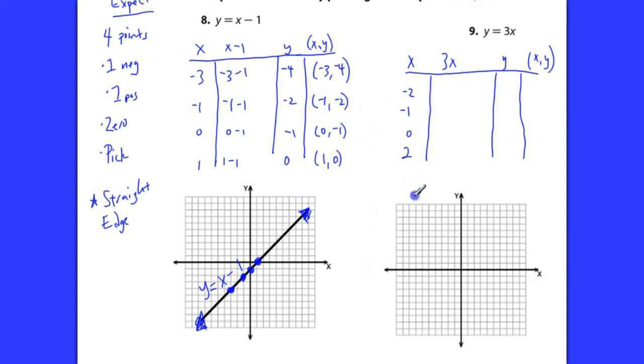Why don't you hit pause here and see if you can fill out the Y column and the ordered pair column, and I'll be right back with those. Please hit pause now. And welcome back. There is the chart completed. The values you should have come up with: start by checking quickly with that column right there. You should have had -6, -3, 0, and 6. So that gave us these ordered pairs.